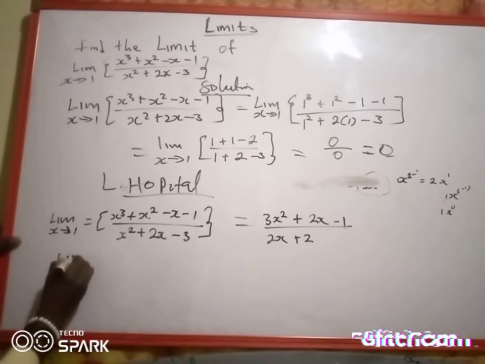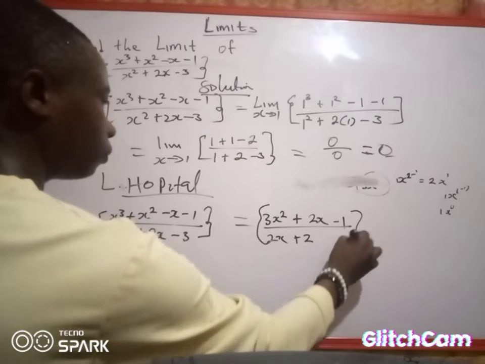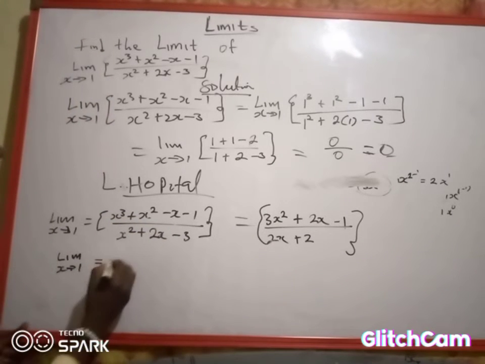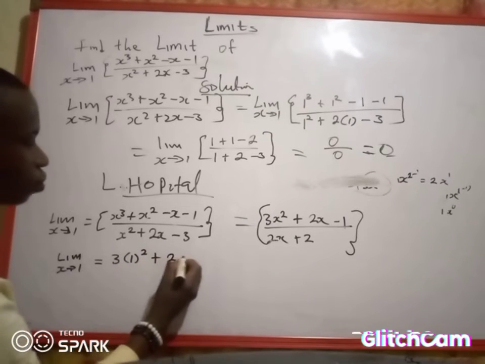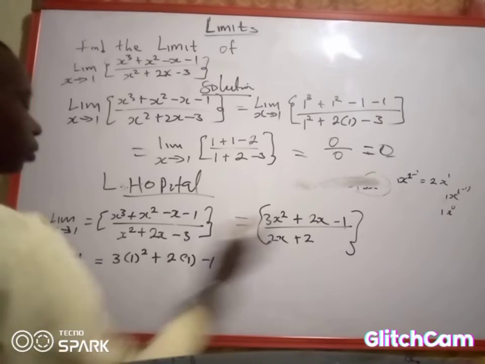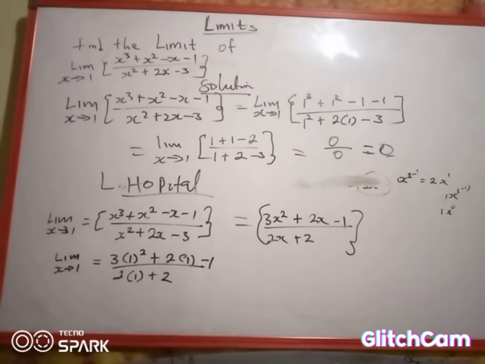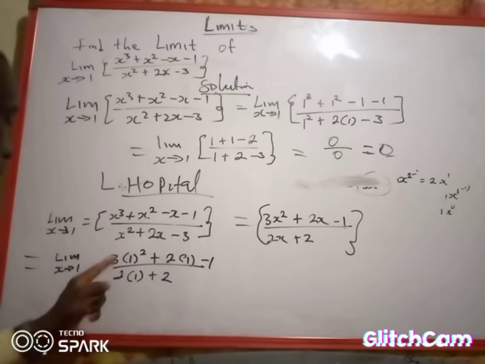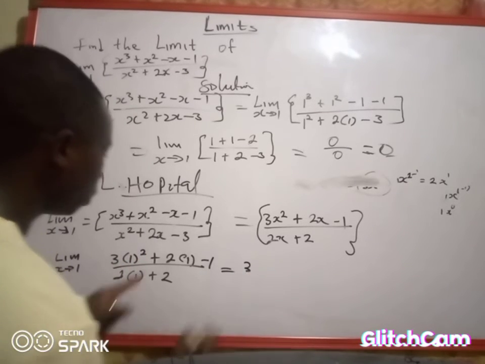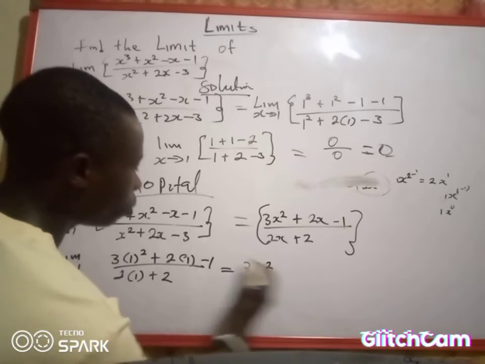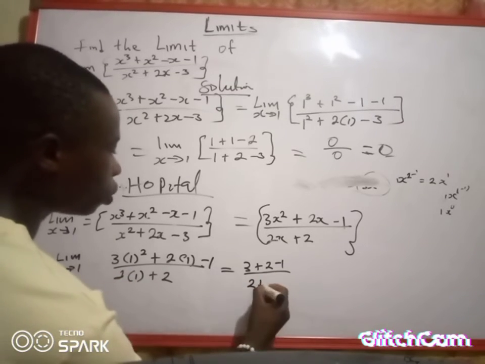So from here I can say the limit as s approaches 1, we are going to use this one now. So it is equal to 3 into 1 squared plus 2 into 1 minus 1, then all over, we have 2 into 1 plus 2. So from here now I can say 1 squared is still 1, 3 times 1 is also 3, plus 2 times 1 is 2, then minus 1, all over 2 times 1 is 2, then plus 2.